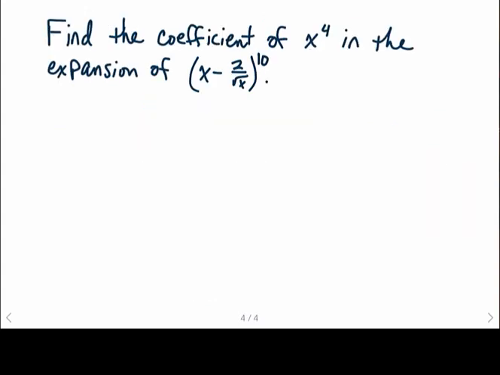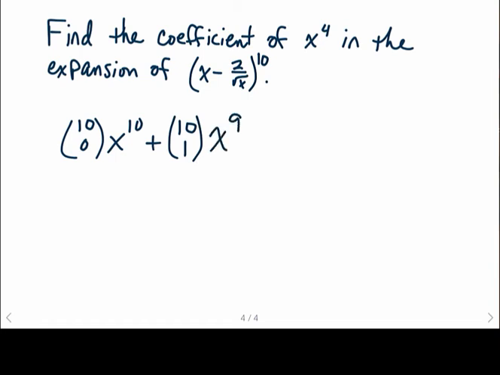Next, we're ramping it up a little bit. Find the coefficient of x to the 4th in the expansion of (x minus 2 over the square root of x) to the 10th power. Well, let's see what kind of terms we would have. We'd have 10 choose 0 times x to the 10th power times the second term to the 0 power, so I forget the second term. The next term, though, is going to be plus 10 choose 1 times x to the 9th, right? That exponent is going to drop by 1. But then we have times negative 2 divided by the square root of x.